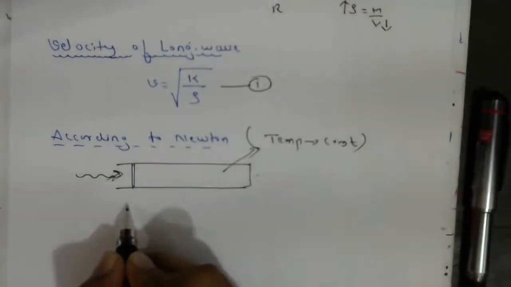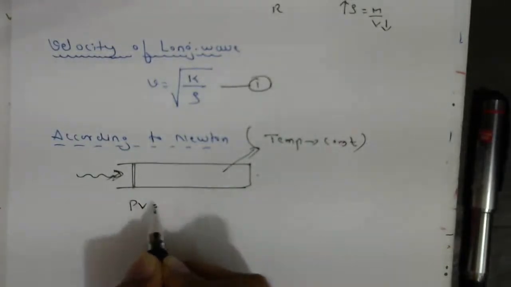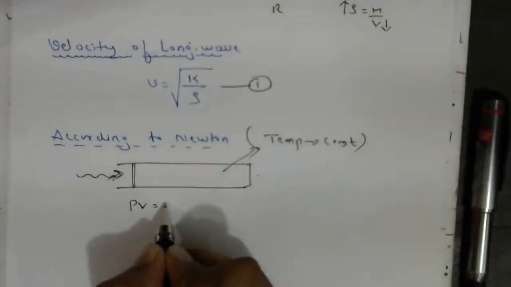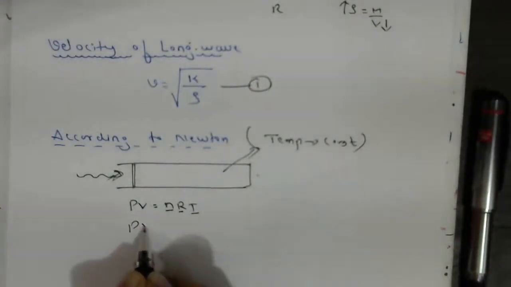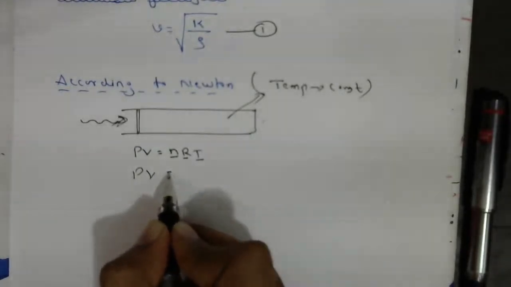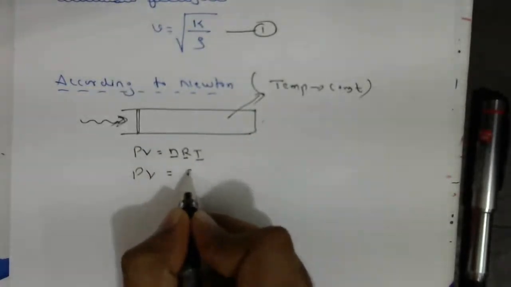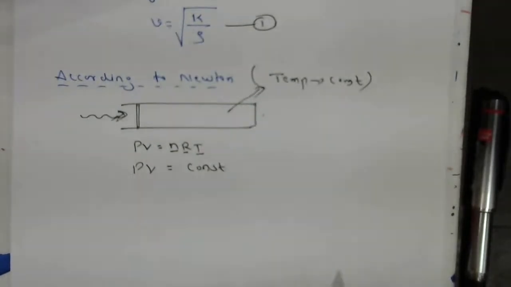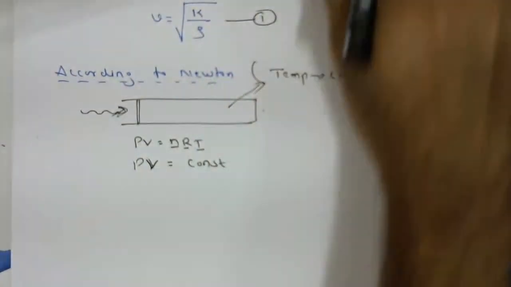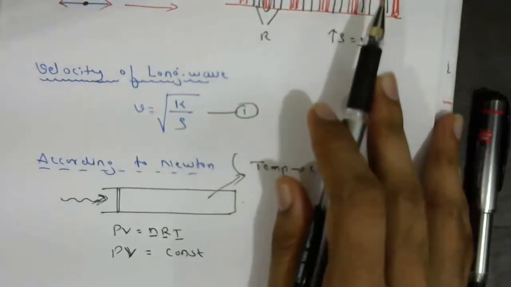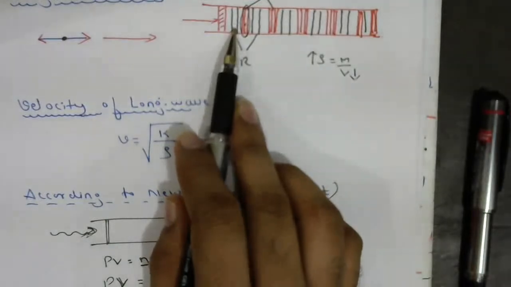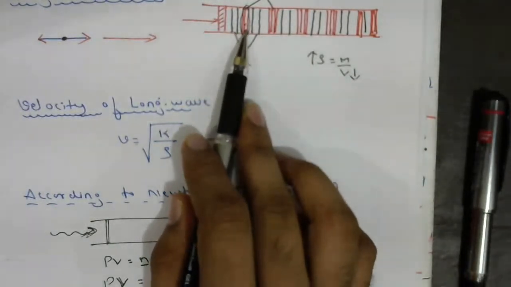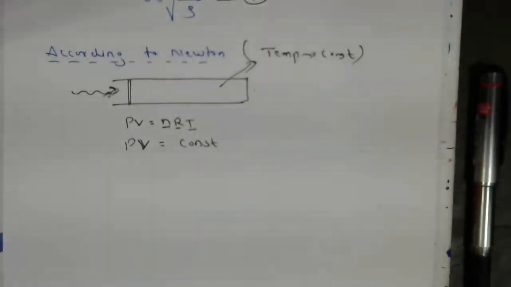If temperature is constant, what about the equation of an ideal gas? PV is equal to nRT. n is constant, R is constant, T is constant. So PV is equal to constant. Which one is changing here? Just now I said volume is changing and pressure also changes. Here, volume is more, pressure is less. Here, pressure is more, volume is minimum. In that case, pressure and volume both are varying here.